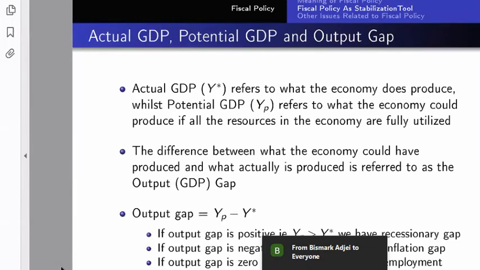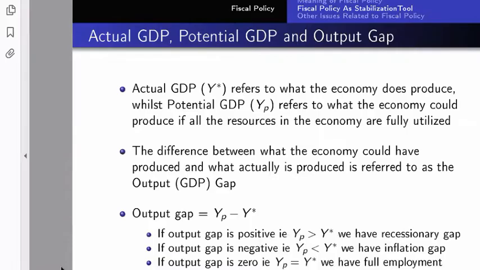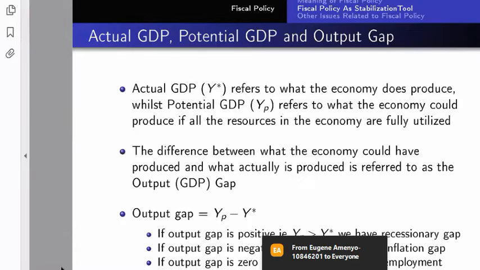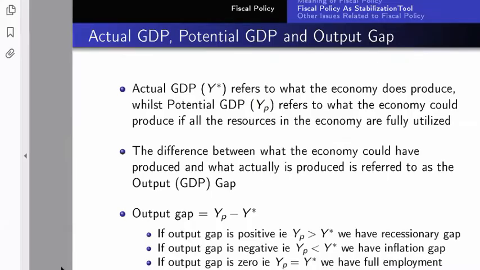All right. So I was explaining the distinction between the actual and the potential. When you put everything into use, then what you get is the potential. But really, it will be difficult to say you are putting everything into use. It's going to be just very difficult. So definitely we'll end up with a gap between the actual GDP and the potential GDP.